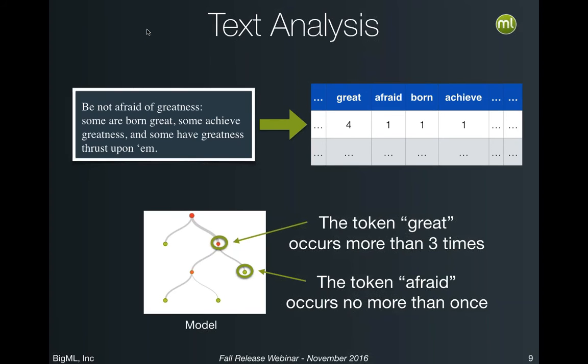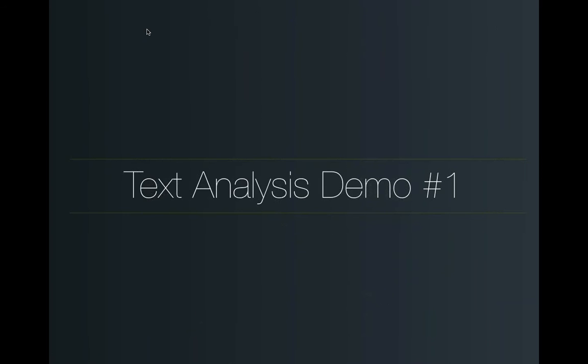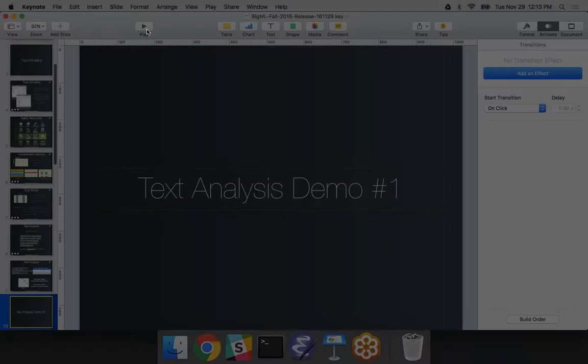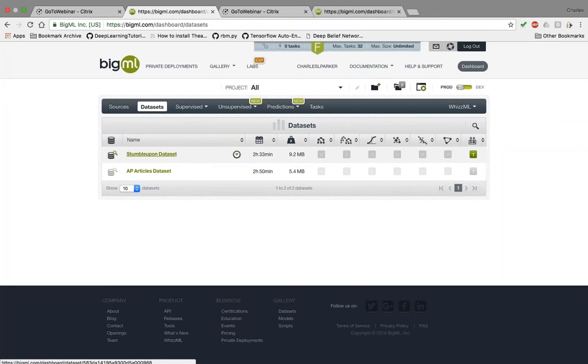And then when we go to learn a decision tree on these words, we can just use those counts as numeric features. So we can do a split like the token great occurs more than 3 times, the token afraid occurs less than 1 time, and eventually you can work your way down in the traditional decision tree fashion to a prediction using those numeric features.